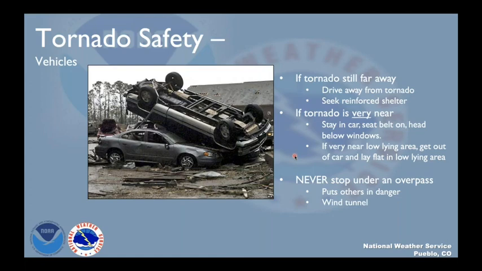So if you're in like a little ditch or something like that, the debris will hopefully just fly right over you. The winds won't be as strong in that ditch as well, so many perks to actually getting into the ditch.